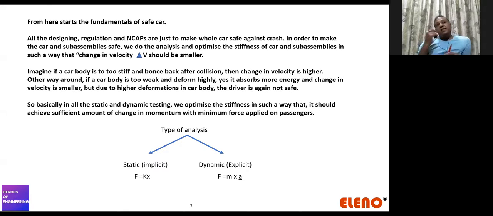It means that the whole energy is absorbed by the car. So it has velocity 60, and after collision the velocity is zero. Zero means it is not bouncing back; at the same contact point, it has stopped. So what happens here? Yes, you're right, the delta V is smaller, 60. From 60, you have achieved velocity zero in the collision. But what happens if the car body is weak? Definitely the change in momentum is lesser, so the change in momentum to the driver is also lesser.